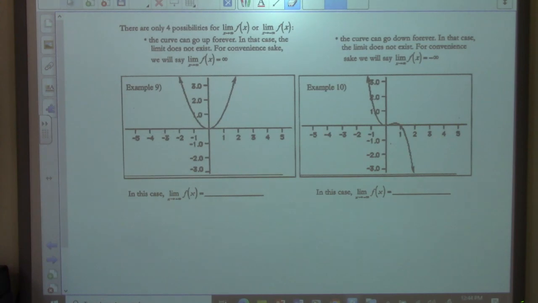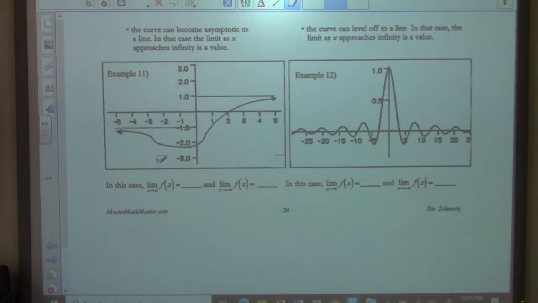Okay, we have some other limits here. Just kind of weird examples, but they're really instructive. It says the curve can become asymptotic to a line. In this case, the limit as x approaches infinity is a value. So in this case, the limit as x approaches infinity of f of x is, what are we approaching?